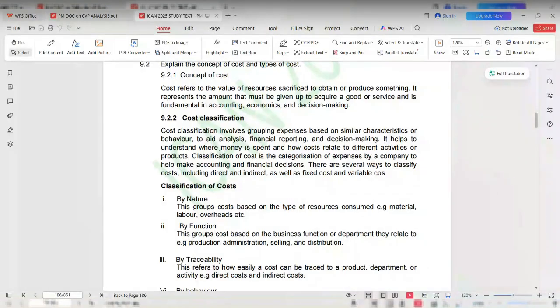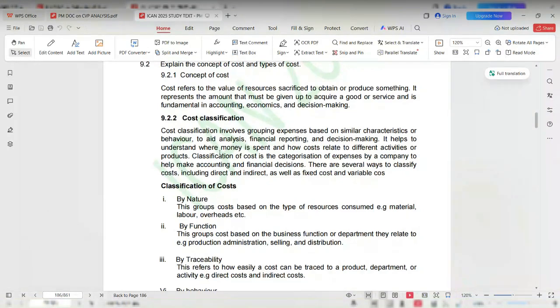Now, we can also classify costs according to function. According to function, this groups costs based on the business function or department they relate to. It groups cost based on what? Based on the function or department they relate to.